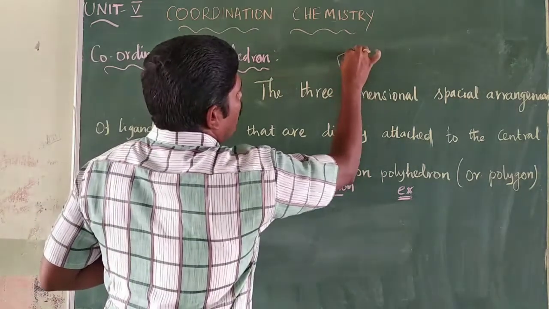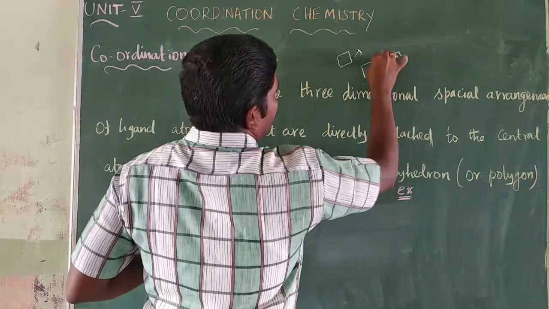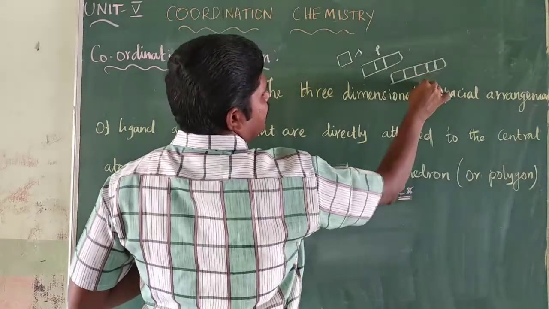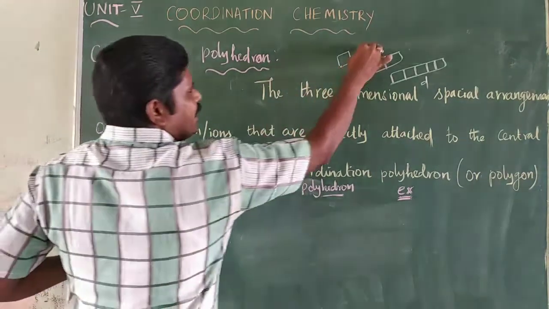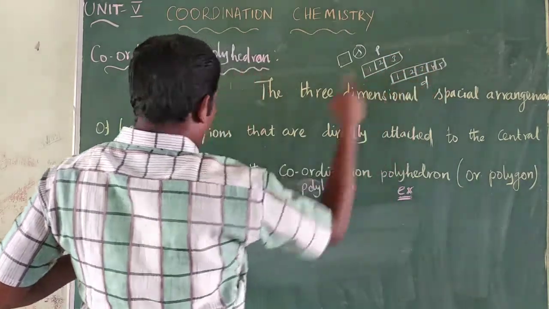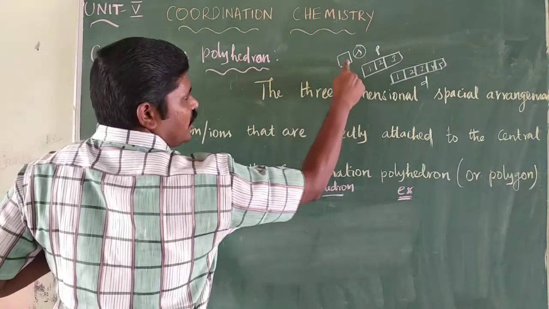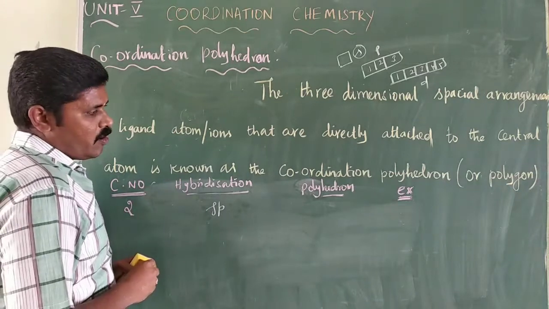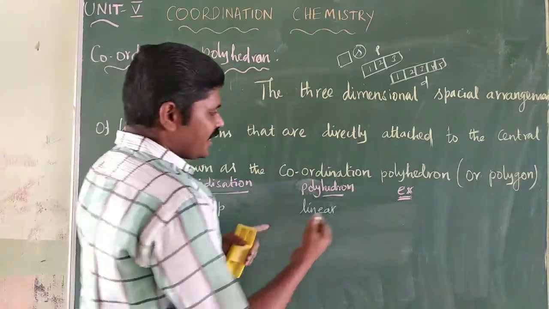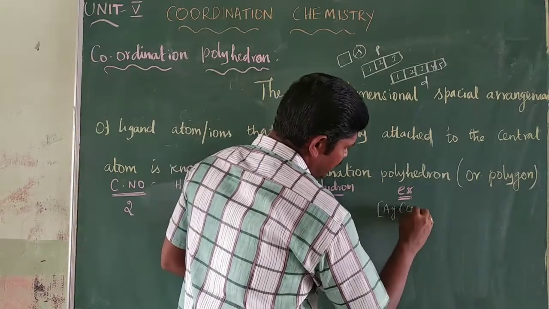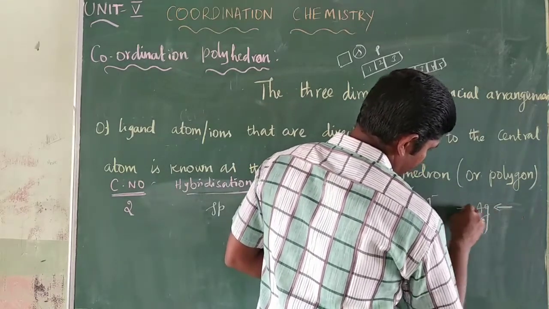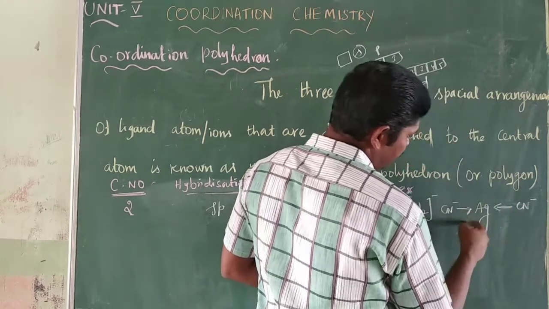So coordination number 2. We have 1 s orbital, 3 p orbitals, and 5 d orbitals. So for coordination number 2, 1s and 1p give sp hybridization. The polyhedron of the complex is linear. Example: Ag(CN)2 minus, the linear arrangement, CN minus, Ag, CN minus at 180 degrees.